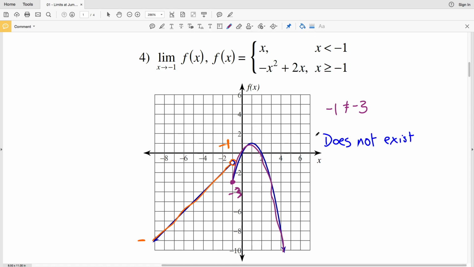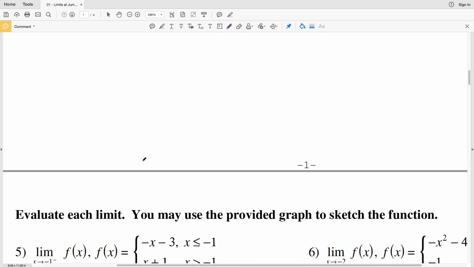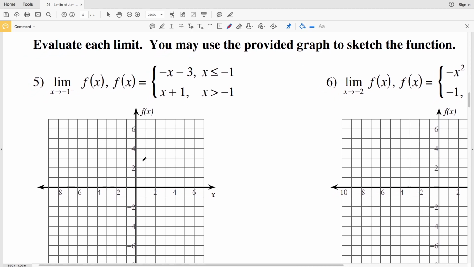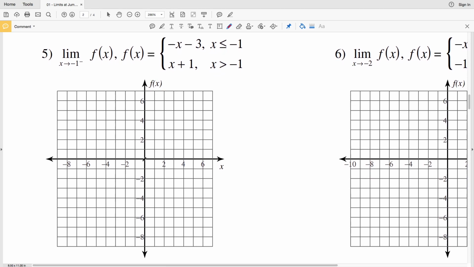And again, that's because my right-sided limit and my left-sided limit are not equivalent. Let's continue on to the second page. For numbers 5 and 6, it says to evaluate each limit, and you may use the provided graph to sketch the function. So let's look at number 5.